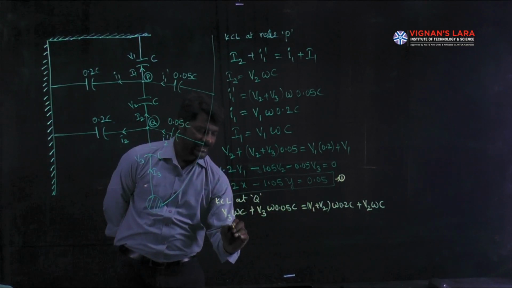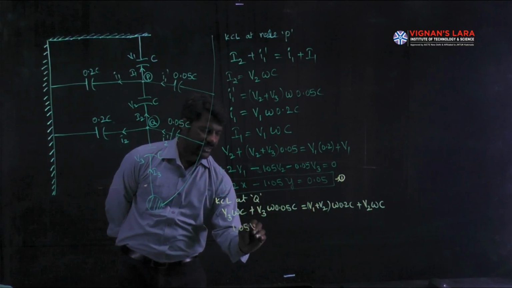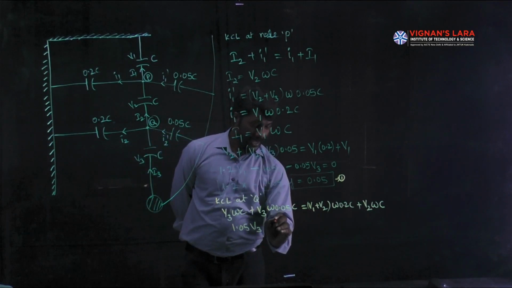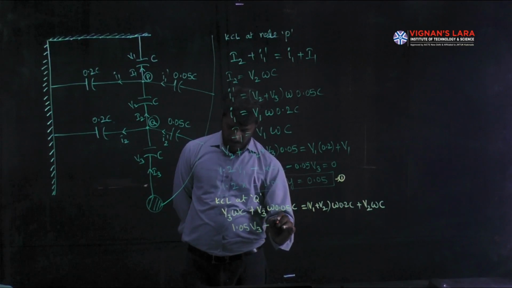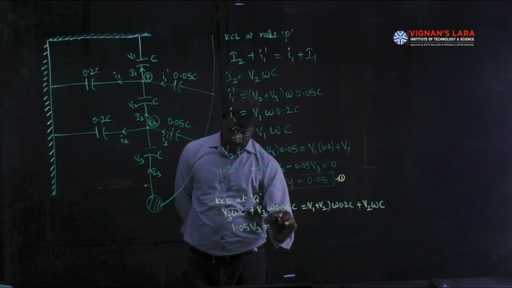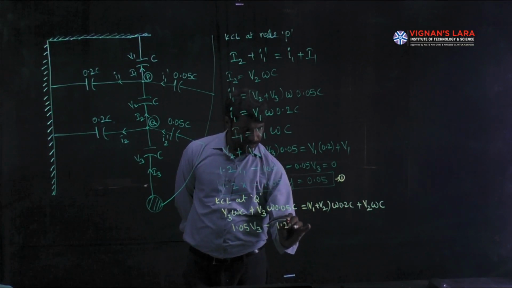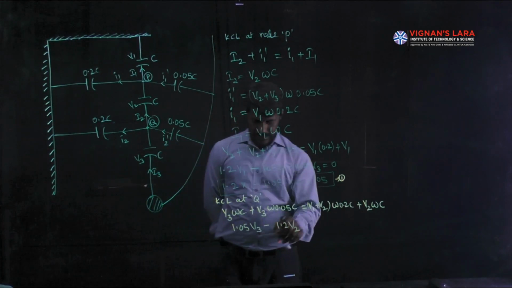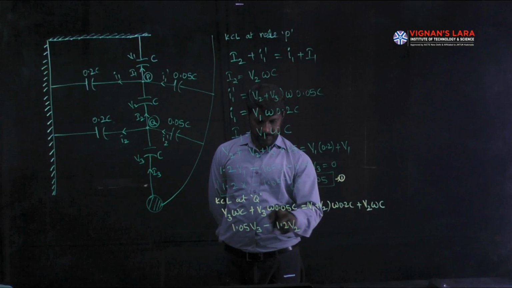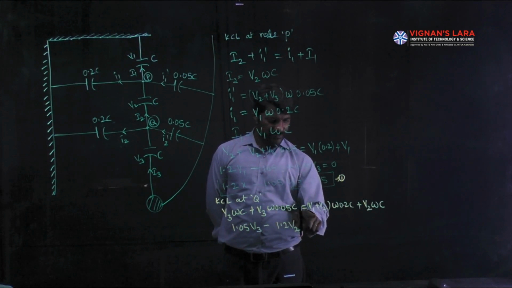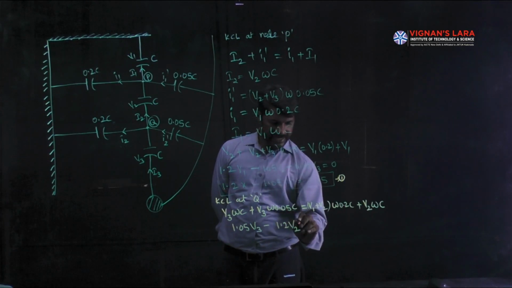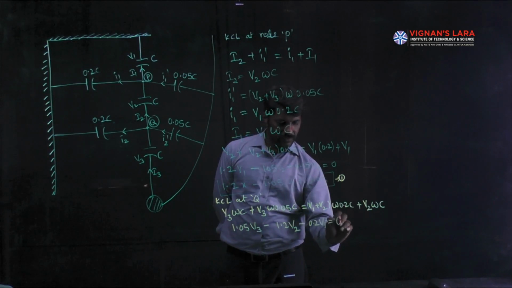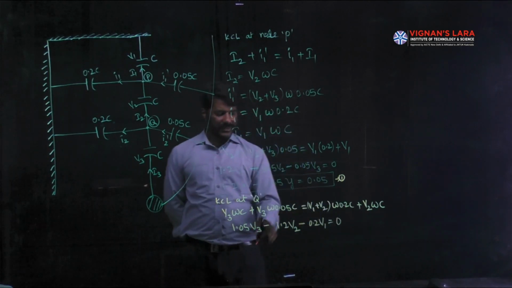Then I will write this as 1.05 V3 minus 1.2 V2, and the V1 term is minus 0.2 V1, equal to 0. In the same lines, let me rearrange them.